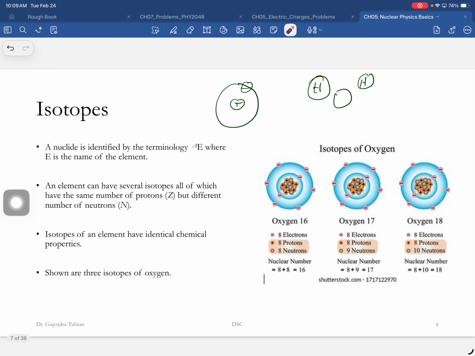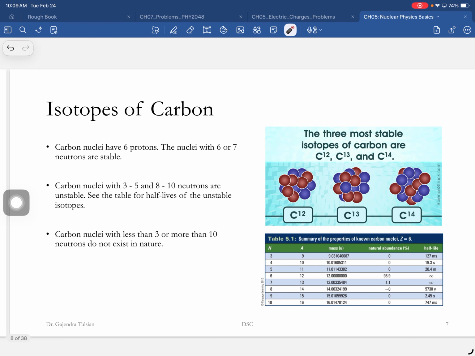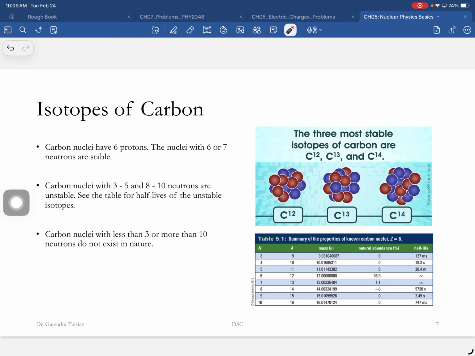So this one has 8 protons and 8 neutrons, that's 16. 8 protons and 9 neutrons adds up to 17. 8 protons and 10 neutrons adds up to 18. The number of electrons is the same as the number of protons. Here are isotopes of carbon. Carbon-12 is 6 protons and 6 neutrons. Carbon-13 is 6 protons and 7 neutrons. Carbon-14 is 6 protons and 8 neutrons.